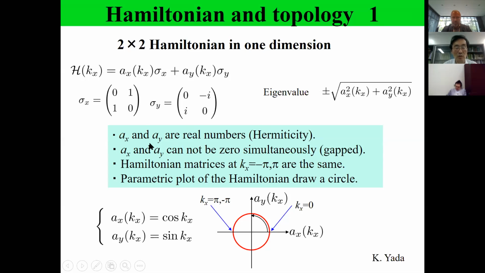And here we assume that ax and ay are real numbers to be consistent with hermiticity, and ax and ay cannot be zero simultaneously, so it should be a gapped model. The Hamiltonian matrices at kx equal minus pi or pi are the same, and the parametric plot of the Hamiltonian draws a circle like that. If we choose ax and ay like that, it becomes like that. So it's actually a parametric circle.